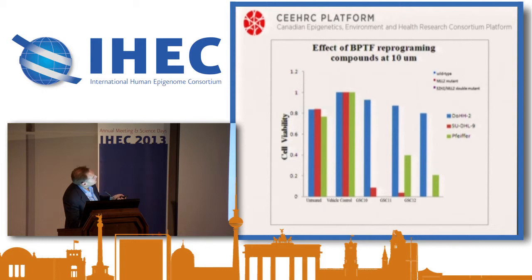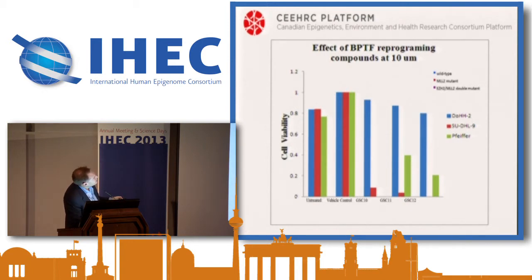In red are the cells which actually have the ML2 mutation. And we can see that in red, 1, 2, and actually we don't even see a signal for this one, that the ML2 cells are actually very, very sensitive now to these compounds, again, which is nice because we targeted them against those cells.